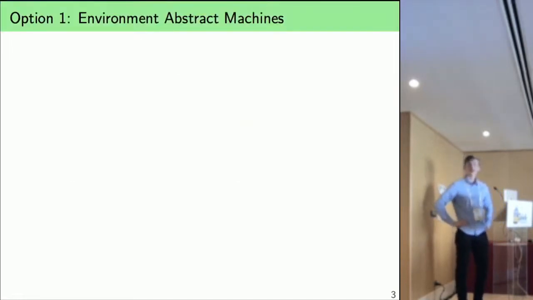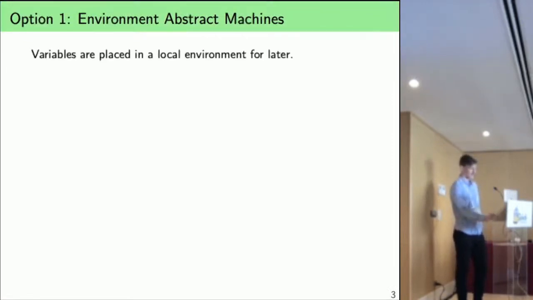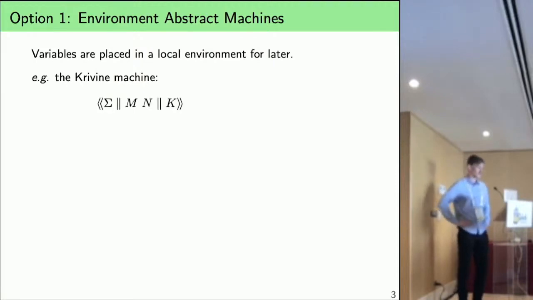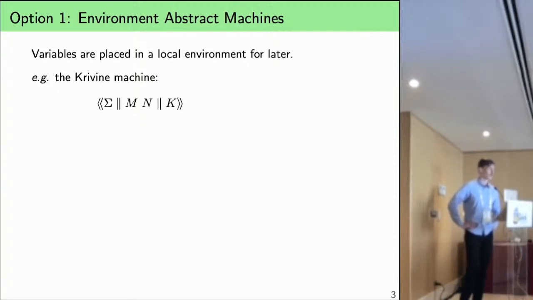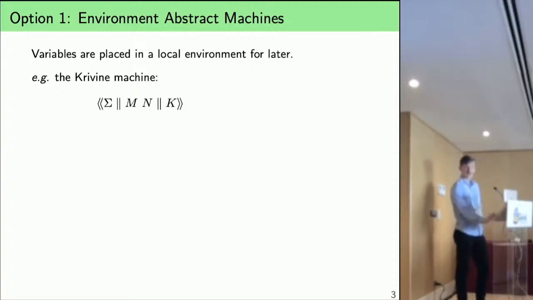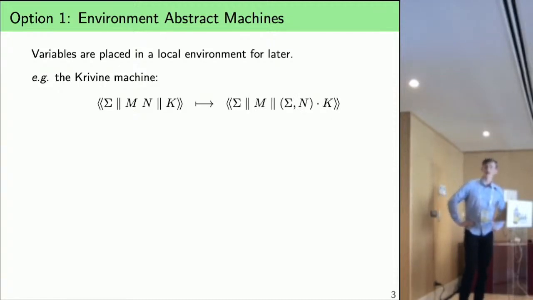Well, one option is environment abstract machines, and I'm glad we just had that talk right there. Variables are placed in the local environment for later. So if we look at the Krivine machine, we have three parts. We have first an environment, which I call sigma, and then we have an expression, in this case an application, and a call stack, k. In the case of this application, we're going to push a closure on the call stack, which captures the whole environment that n needs to execute.